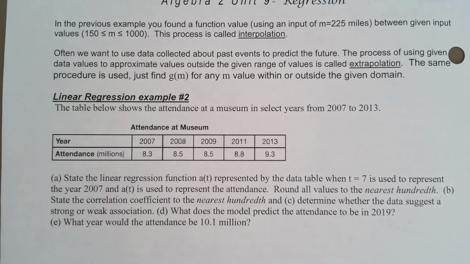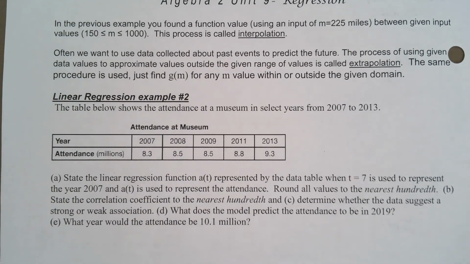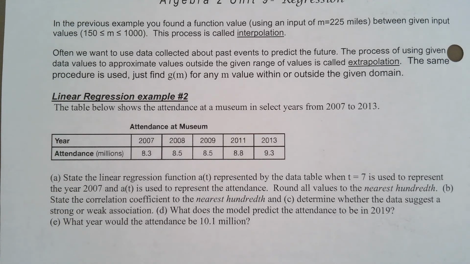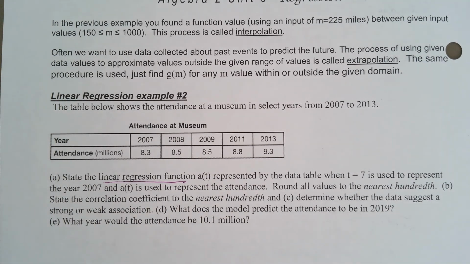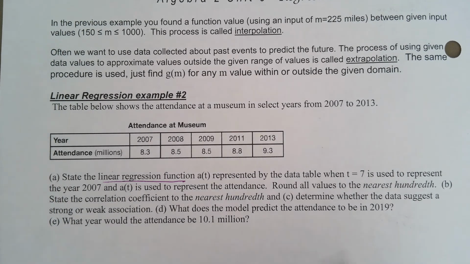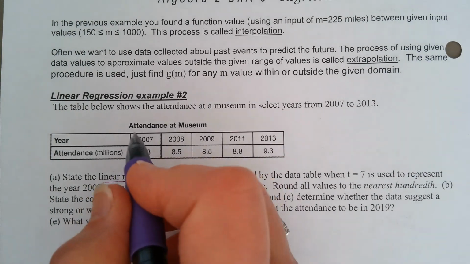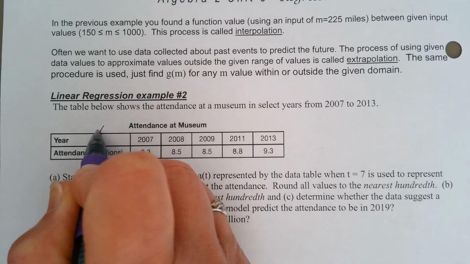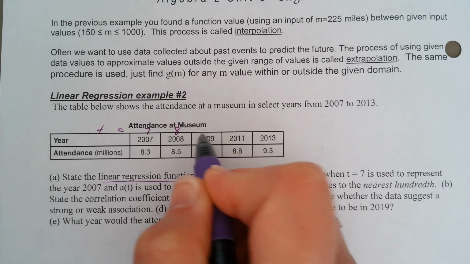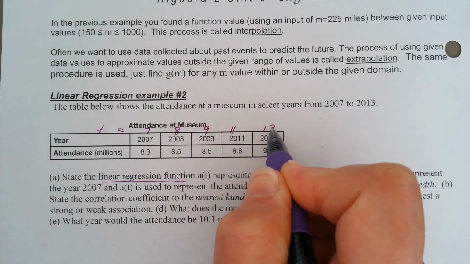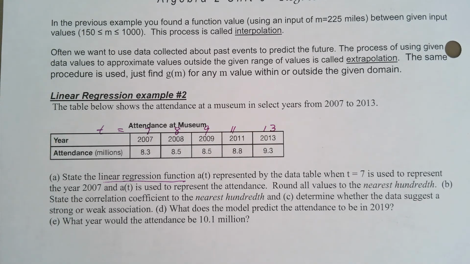In our next example, we have a table below that shows the attendance at a museum in select years from 2007 to 2013. State the linear regression function, A of t, represented by the data table when t equals 7 is used to represent 2007. Okay, so t equals 7 represents 2007, then 8, 9, 11, 13. Round all values to the nearest hundredth. Let's start there.